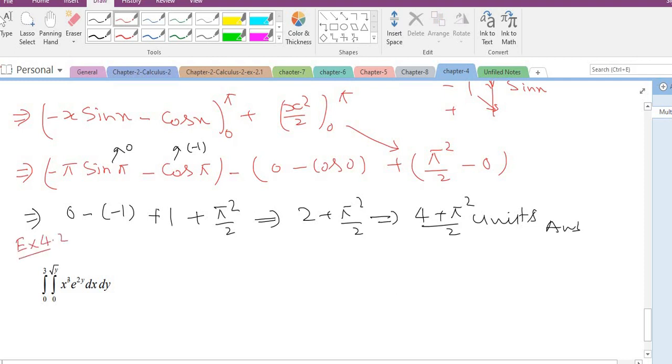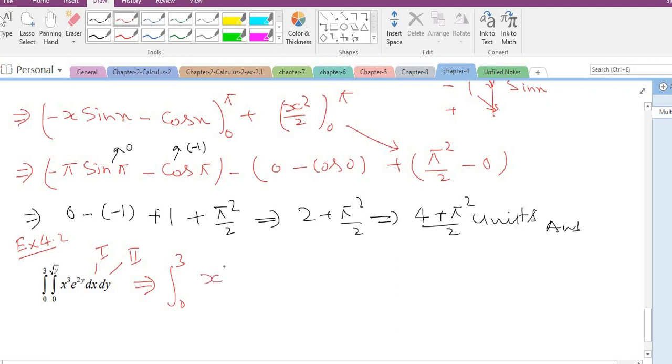Exercise 4.2, you will get this double integral. So first of all, see that one, the limit of dx is given as a function of y. So we need to integrate first with respect to x and then with respect to y. So first with respect to x, e power 2y is treated as constant. So keep 0 to 3, this limit 0 to 3 for y. Now integrate this one with respect to x, keeping y as constant.